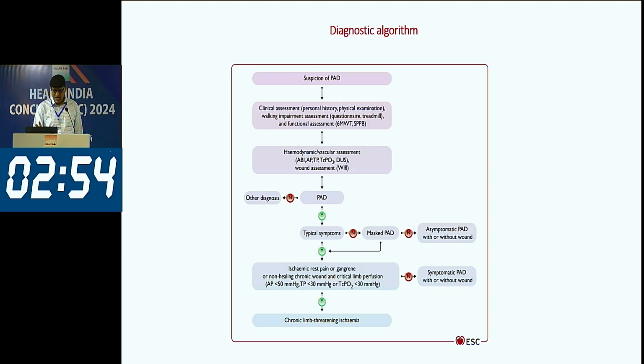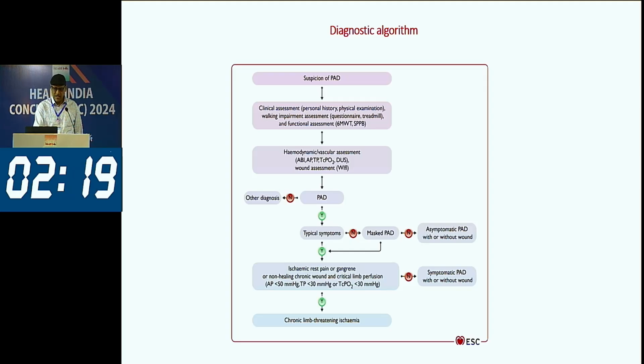So this is just a gist about the diagnostic algorithm that they propose. Suspicion of peripheral arterial disease, you do a clinical assessment with physical examination, and then you go for a walking impairment assessment. This could be done through the use of a questionnaire or a treadmill, and functional assessment by a 6-minute walk test or SPPB. And once you do a clinical and functional assessment, you go for hemodynamic and vascular assessment with an ankle brachial index, toe pressure, TCPO2, and Doppler ultrasound.